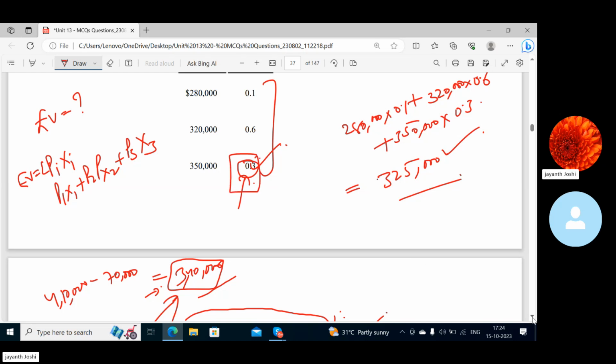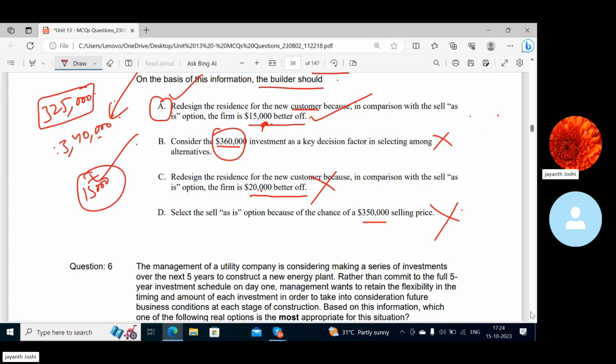No, right? Will you put yourself in such a situation whereby the probability of getting some selling price is very least? Will you put yourself in that situation? Ideally, no, right? No one will take that much risk. Who is going to take?